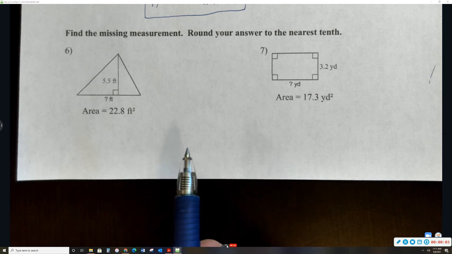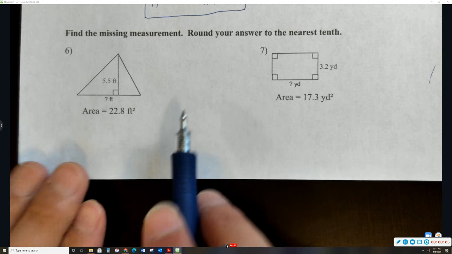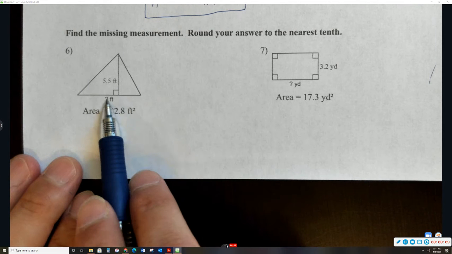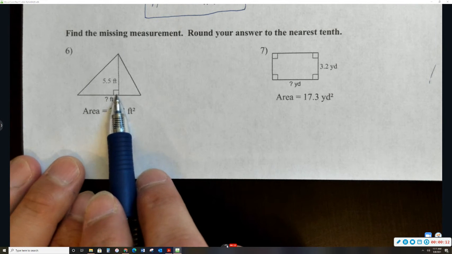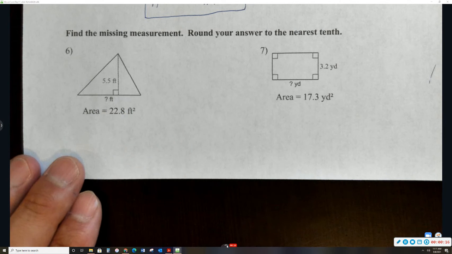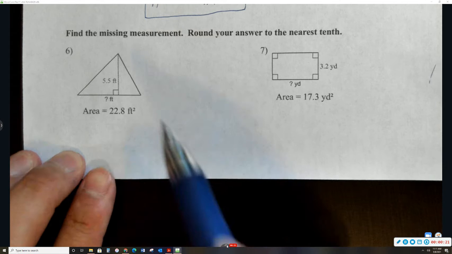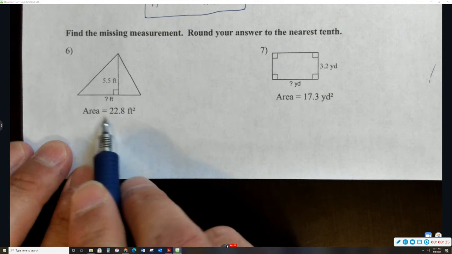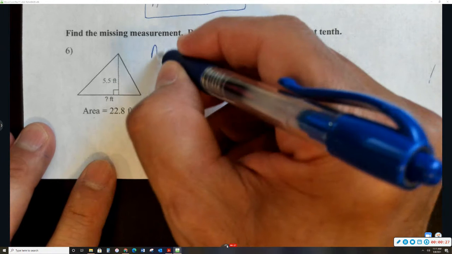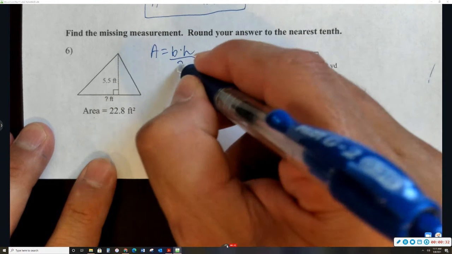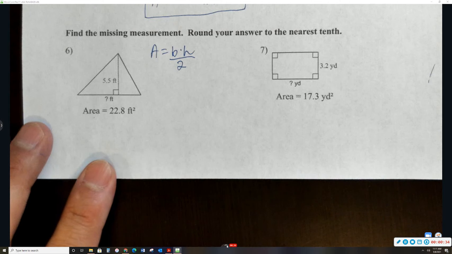So these, we're kind of working backwards. They give us the area, and we have to find one of the missing measurements. It's usually either the base or the height. If it's a circle, it would be like the radius or diameter. So anyway, again, you should recognize this as a triangle, and because they give us the area of the triangle, you should think, hey, I need to deal with the area formula, which is base times height divided by 2.